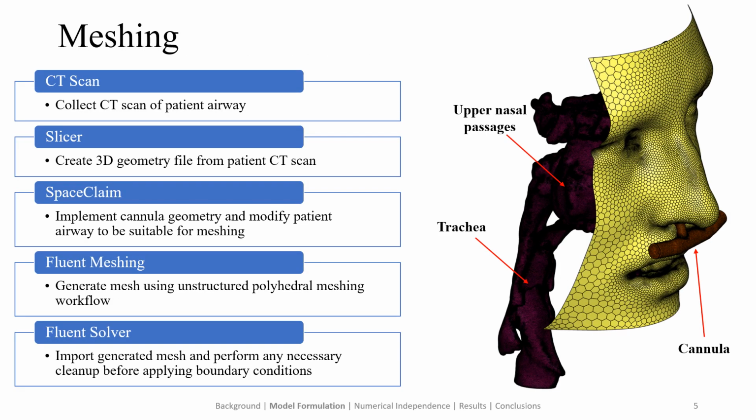Oxygen information was collected for all models and at the end was compared to the experimental model and conclusions were drawn. The meshing process began by collecting CT scans from numerous patient demographics. The CT scans were then imported into Slicer and 3D geometry files were created. These 3D geometry files, along with the cannula geometry file, were imported into SpaceClaim. The cannula was aligned, as can be seen in the figure on the right, and the fluid domain was modified to be suitable for meshing. The SpaceClaim document was then imported into Fluent Meshing, and an unstructured polyhedral meshing workflow was followed. This mesh was then imported into the Fluent solver, and final cleanup steps were done.